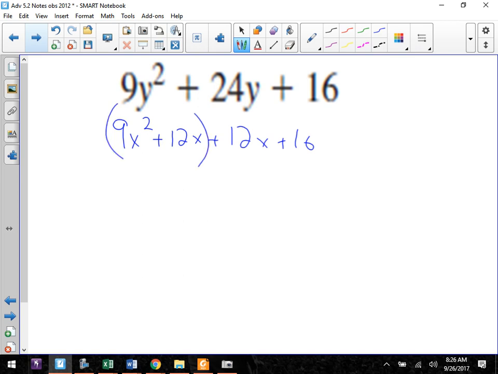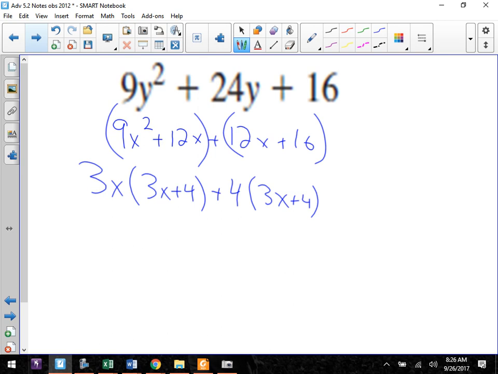What's the GCF? 4. Are the things in the parentheses the same? Yes. Write it down. And what's left? This is another one of those jump squared problems. It is a quantity 3x plus 4 quantity squared.